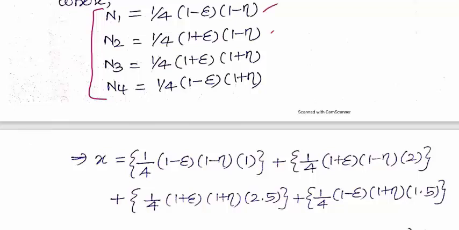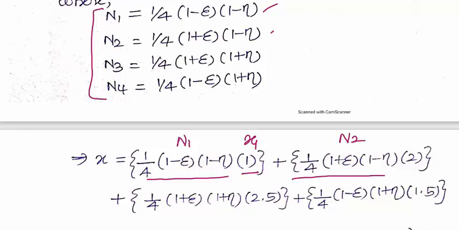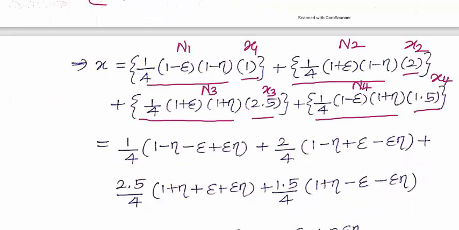In the formula of x coordinate position, this is n1, this is x1. So n1 x1 plus this is n2, this is x2. Okay. Then this is n3, this is x3. Then this is the formula for shape function n4, this is x4. Now we can expand the terms.